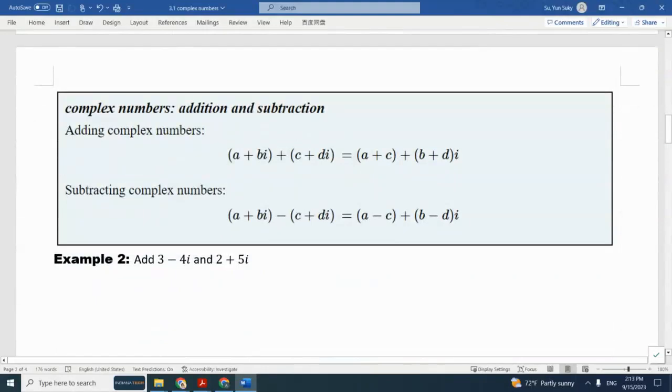Operations. How do we add or subtract complex numbers? Well, it's like how you add expressions with x. You add the like terms, or you add the constant terms together. You add the linear terms, the x power, together, right? Add the like terms. So you add the constants and add the coefficients of i, or you subtract the constants and subtract the coefficients of i.